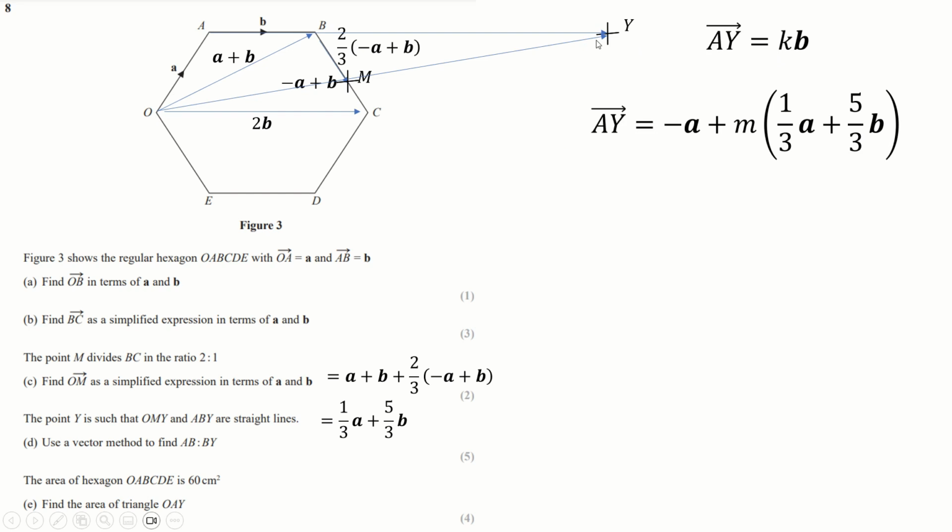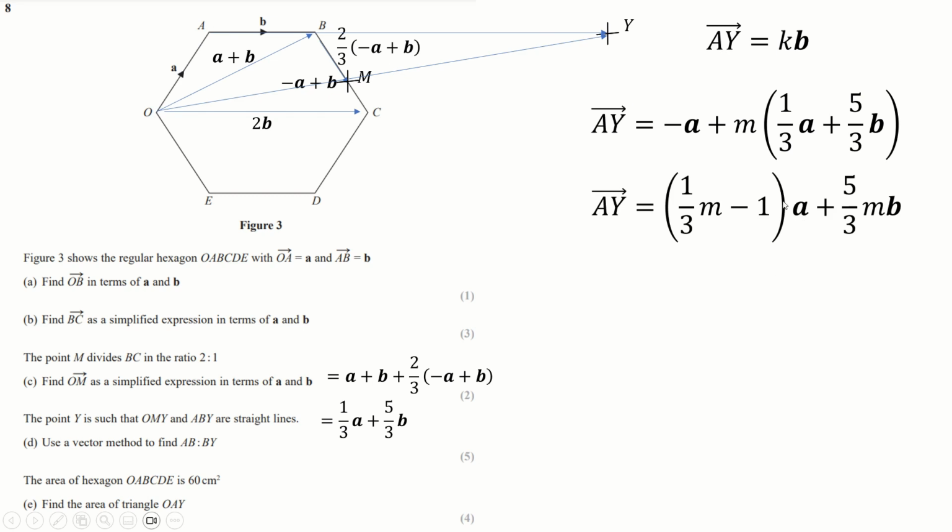So A to Y, I can say is minus A, going backwards along here, plus O to Y. Now, O to Y is just O to M, which we worked out here, times by some other scalar factor, which I'll call m, little m here. So that's my two ways of describing A to Y. Of course, they're equivalent because they're describing the same vector. So therefore, I need to simplify this one up a bit to get this. So that's in terms of A's and B's.